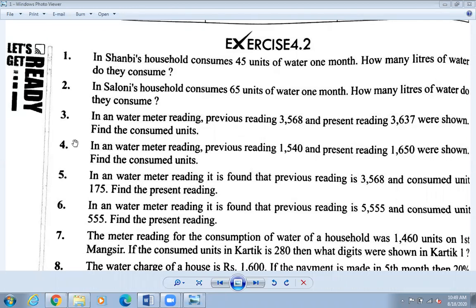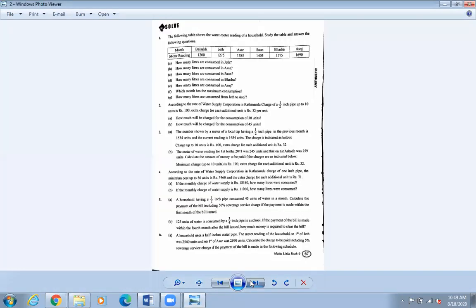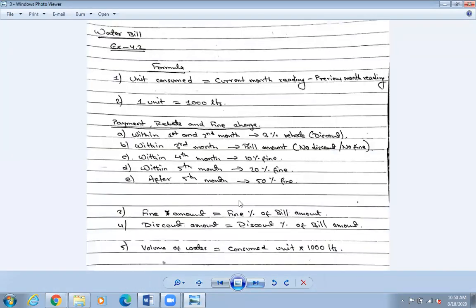Okay. Sambu's household consumes 45 units of water in 1 month. How many liters of water do they consume? Before that, let us go for the formula. What is the formula for the water bill? In the case of the water bill, exercise 4.2, page number 66, I have already mentioned. So the formula will be units consumed.